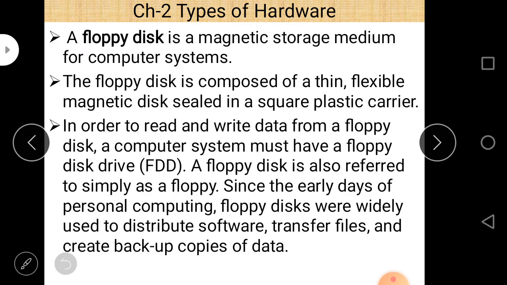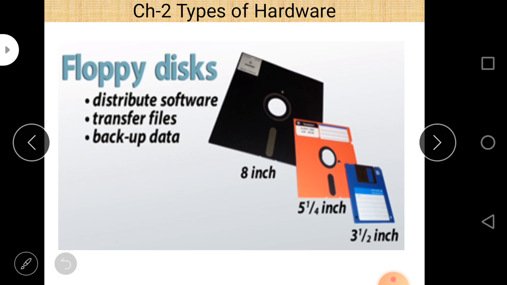There are three important things regarding floppy disk which you have to remember. First of all, a floppy disk is a type of magnetic storage medium. Second, they were used to back up data in the 1980s or 1990s, which is basically the time when floppy disks were mostly used. And there are three different sizes of floppy disk according to diameter: 8 inch, 5.25 inch, and 3.5 inch, and they are used to distribute software, transfer files, and back up data.